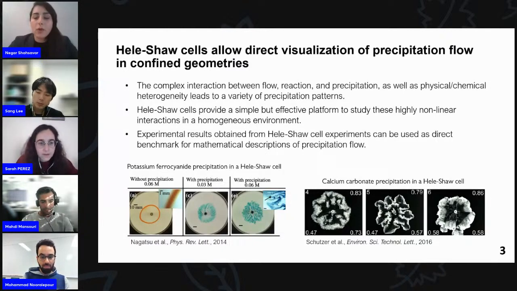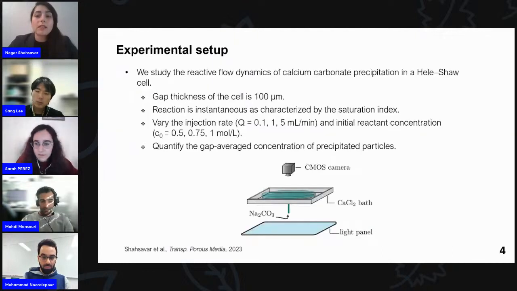So we wanted to understand these processes a little bit more. We studied the reactive flow dynamics of calcium carbonate precipitation in a Hele-Shaw cell. The key difference in our studies compared with the previous studies is that we used a much smaller gap thickness of 100 microns compared to 500 microns in previous studies. And we also quantified the gap average concentration of particles by analyzing the local light intensity.